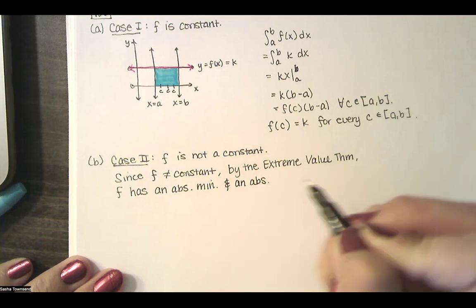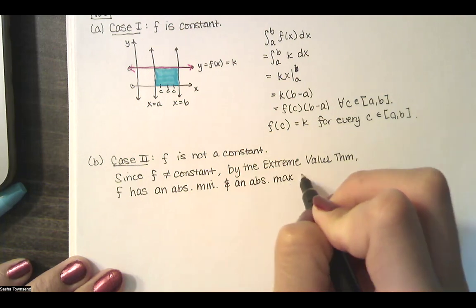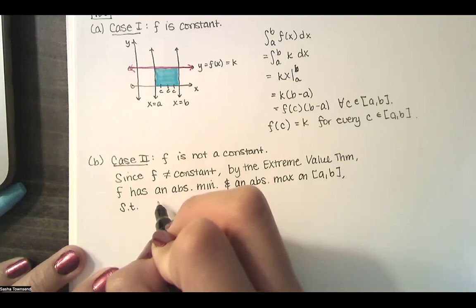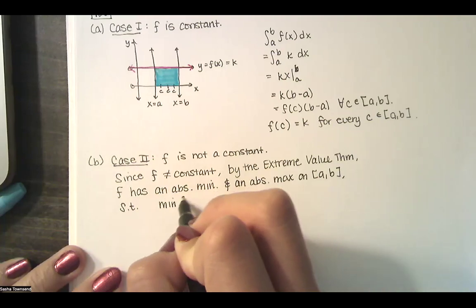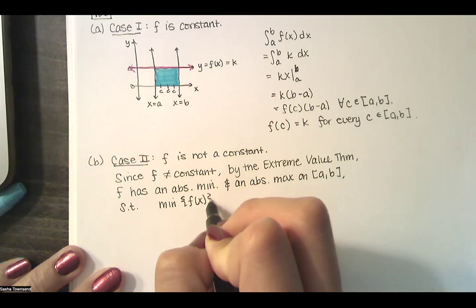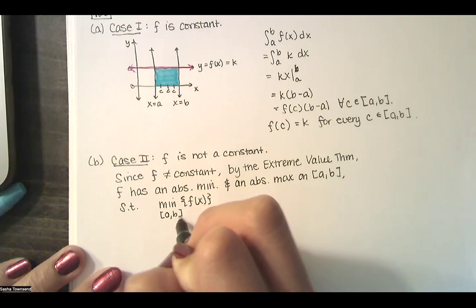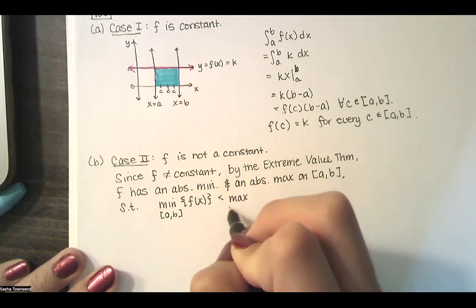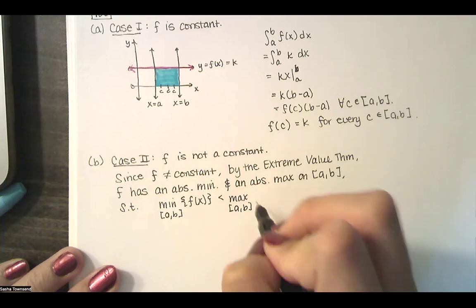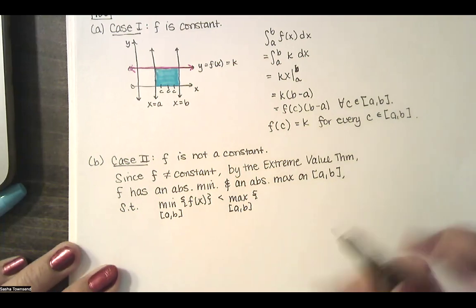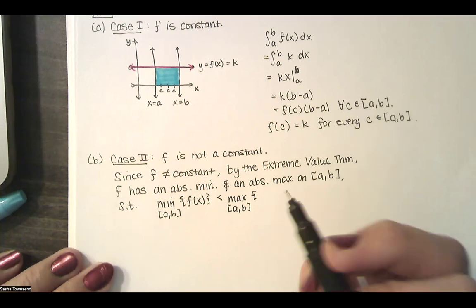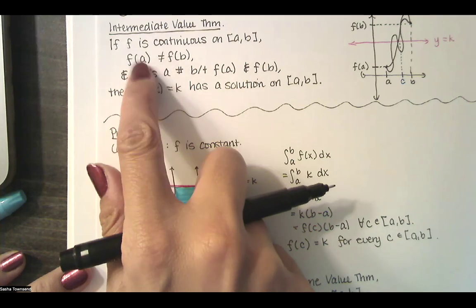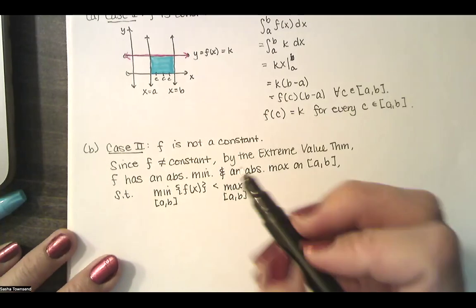So f has an absolute min and an absolute max on the interval from a to b, such that the minimum value of f on the interval from a to b is strictly less than the maximum value of f on the interval from a to b. So the point is that they're different values. And we need them to be different in order to use the extreme value or the intermediate value theorem, which requires the function values to be different from each other.